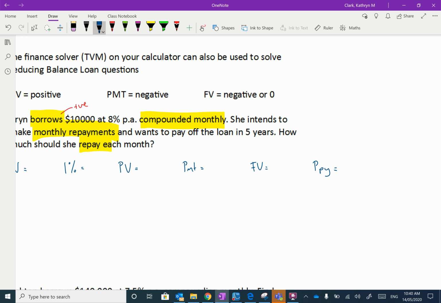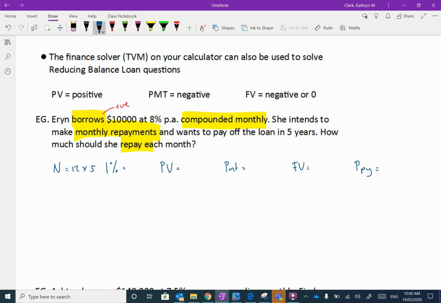N is the total number of payments that she's going to make. Now, if I'm making monthly repayments over 5 years, that means that I'm going to make a total of 60 repayments. My interest rate is 8% per annum. I'm going to borrow $10,000. Do I know how much the payment is? No, I do not. So that's going to be left unknown for the time being.